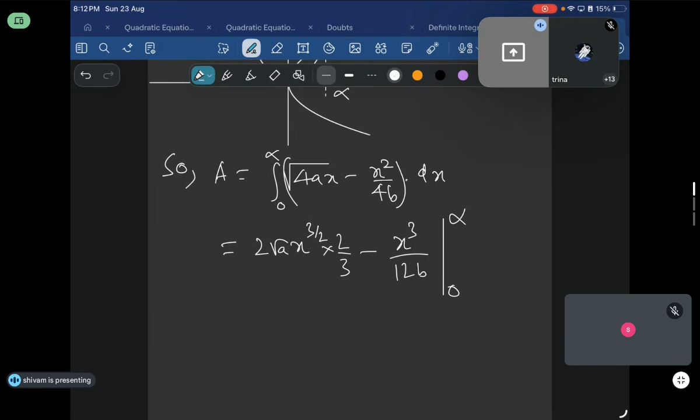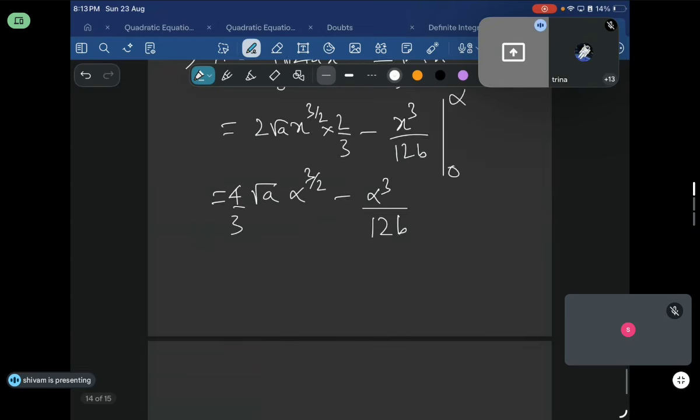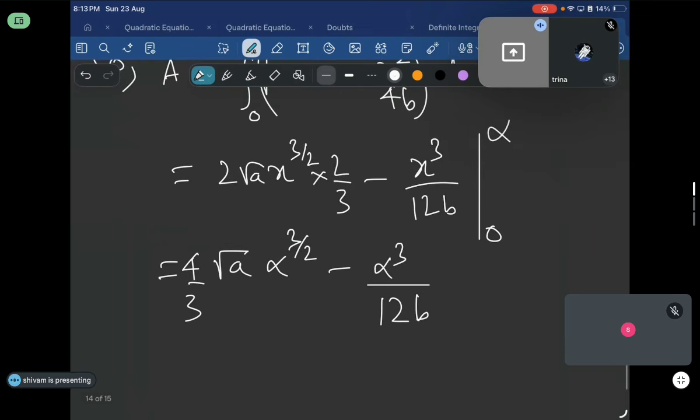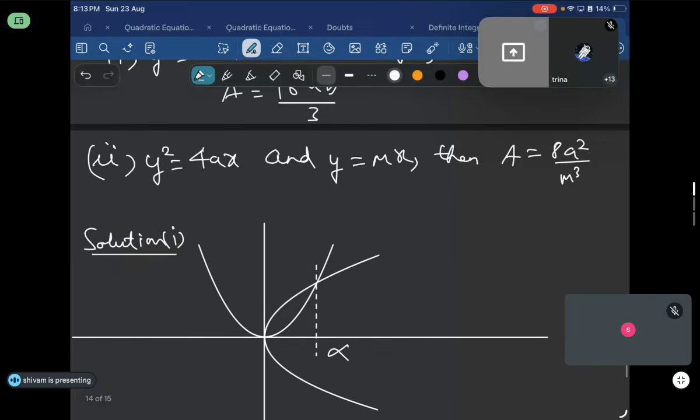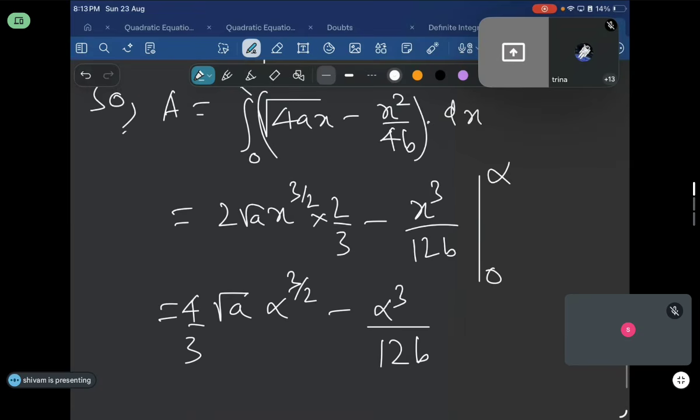We need to find out the value of alpha. Remember, y square is equal to 4ax. So 4a alpha. Let's see. 2 root over a into alpha to the power 3 by 2. Achha, this will be 4 by 3, okay? 4 by 3 into root over a into alpha to the power 3 by 2 minus alpha cube by 12b. Okay, everyone, tell me. But one of them is alpha to the power 3 by 2, another one is alpha cube by 12b. I have to do some manipulation. Sir, that is alpha to the power 3 by 2 into alpha to the power half.